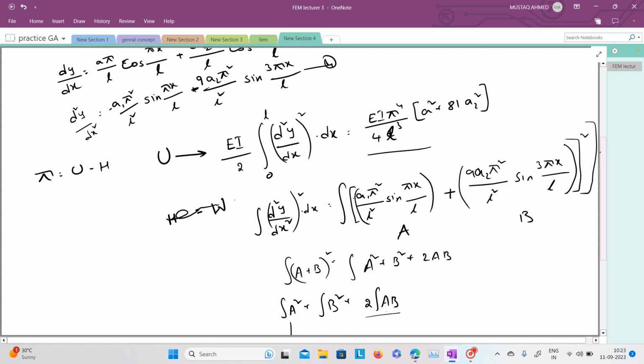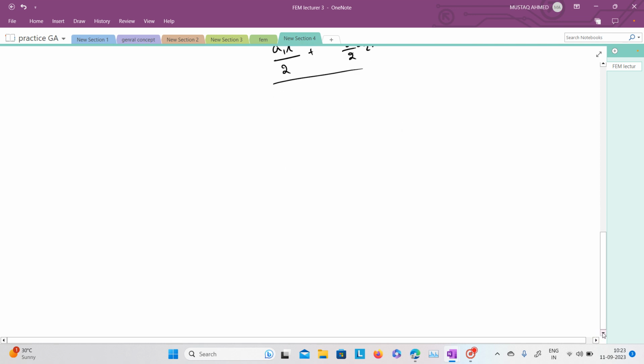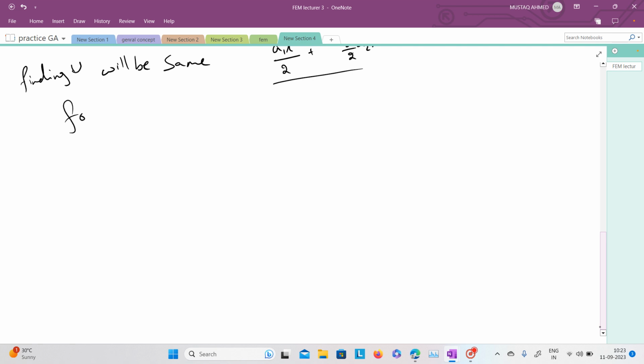Yeah, u value. This will be the final answer. While solving, just write the 2, 3 equations and write the direct answer. Till here it will be the same for any Rayleigh-Ritz method, up to finding u. Finding u will be the same for any given Rayleigh-Ritz method.